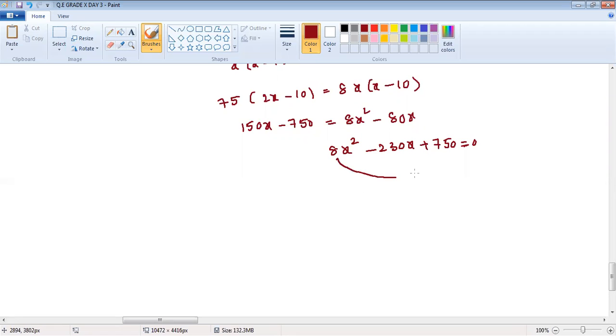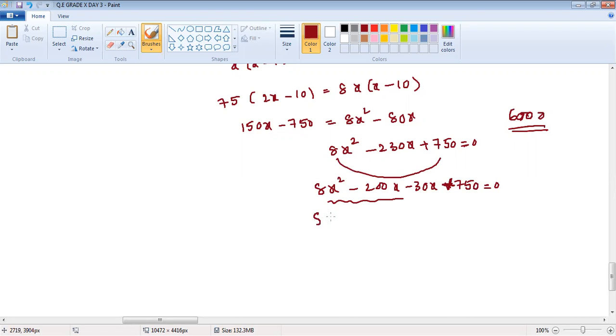Splitting the middle term: 8 into 750 is 6,000. I'm doing the splitting of the middle term. So 8x square, 6,000, I'm writing 200x minus 30x plus 750. Am I right? Yes, sir. In these two terms, what is common? Sir, 8x. 8x into x minus 25. Am I right? Yes, sir.